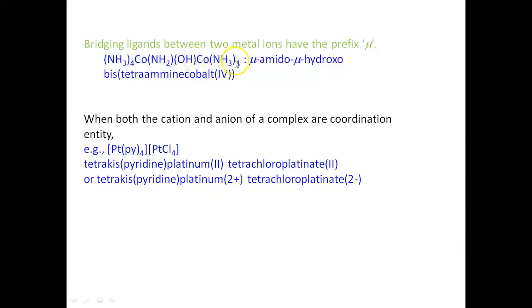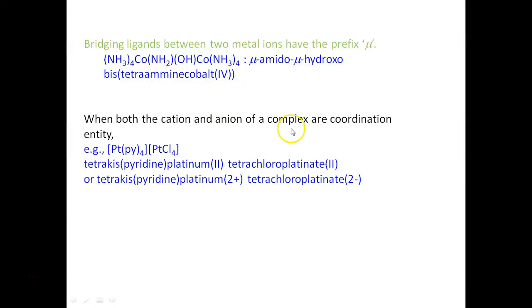Bridging ligands between the two metal ions have the prefix mu. Say for this molecule, this is a binuclear complex of cobalt being bridged by one amido ligand and one hydroxo ligand. They are named as mu-amido mu-hydroxo bis(tetraammine cobalt(IV)).